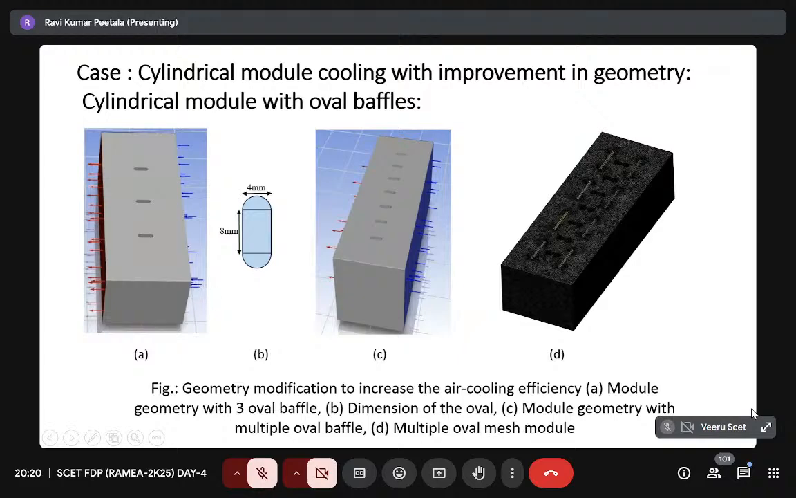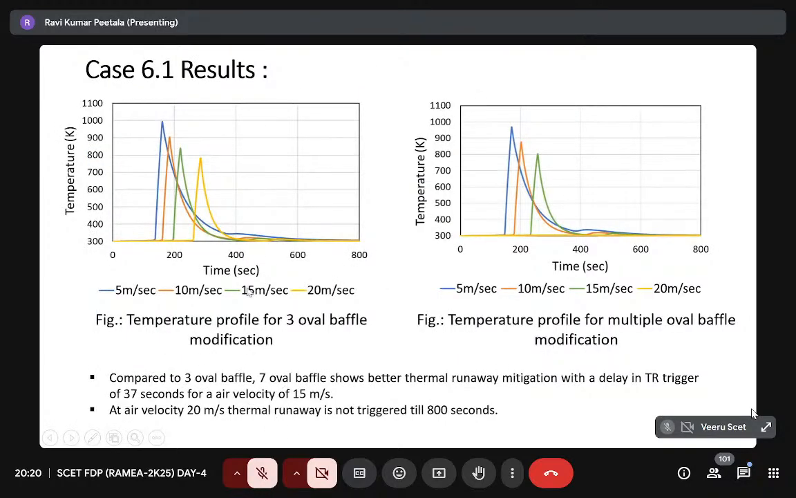So this result shows the thermal runaway is happening in all the 3 cases, all the 4 cases. When you see here, the thermal runaway is delayed because I use multiple baffle plates in the battery pack. So at 20 meters per second, the thermal runaway is not happening.